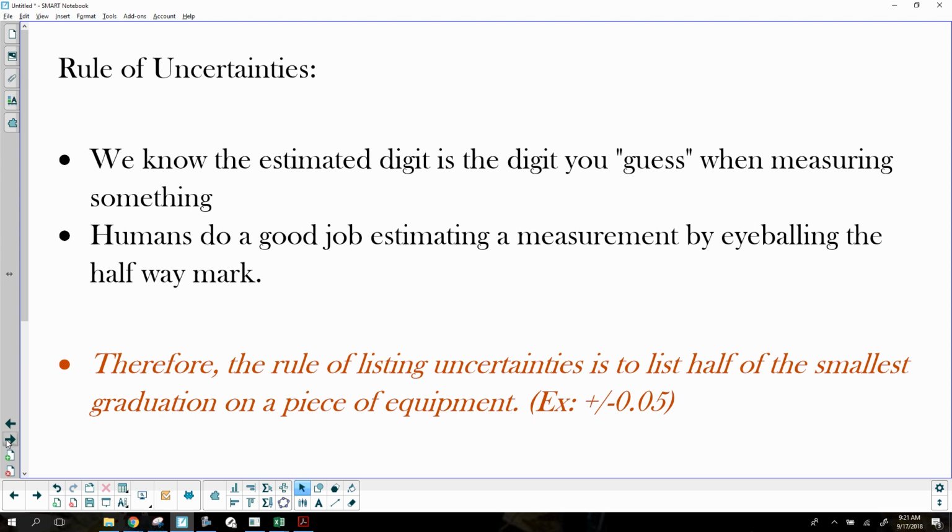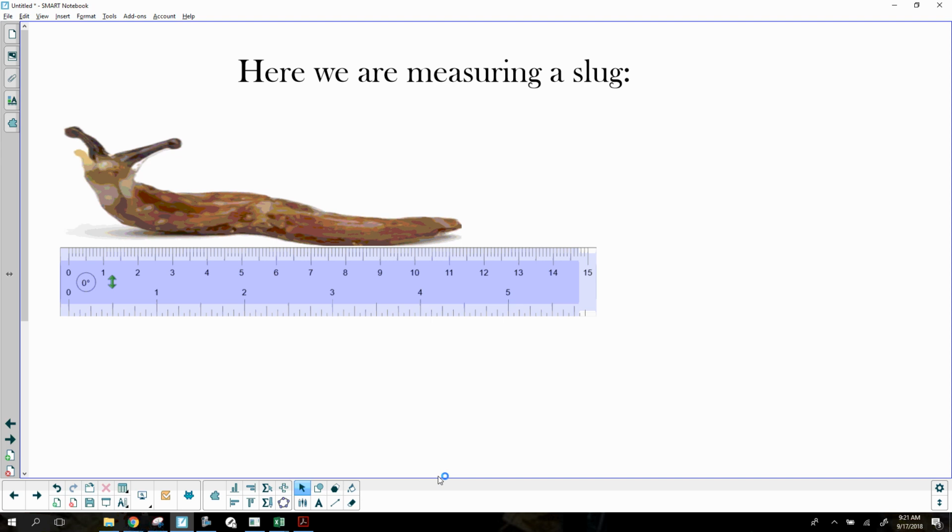Here's some examples. Let's measure a slug. So the slug here, I'm going to measure him from his little antenna here, match it up here, to his little tail here. I chose a slug because we're in September and slugs are coming out. And I'm going to have a centimeter ruler, and a centimeter ruler is really similar to our meter sticks. They go up by the 0.1 centimeter marks. That means that I can go to the 100th spot to record this measurement.